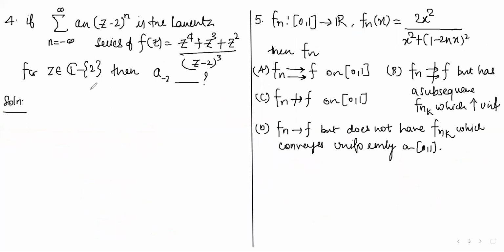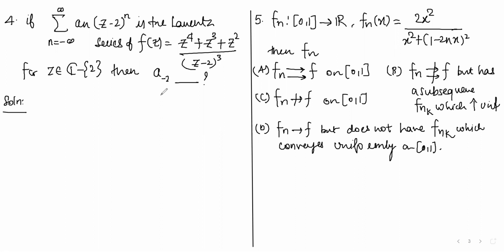All right. Now we have another one from complex analysis. Here they have given a Laurent series for a function, and they want the a minus 2. That means a negative coefficient, a minus 2. That means I'll get somewhere a term like this, z minus z naught whole square in the denominator. So they want this coefficient.